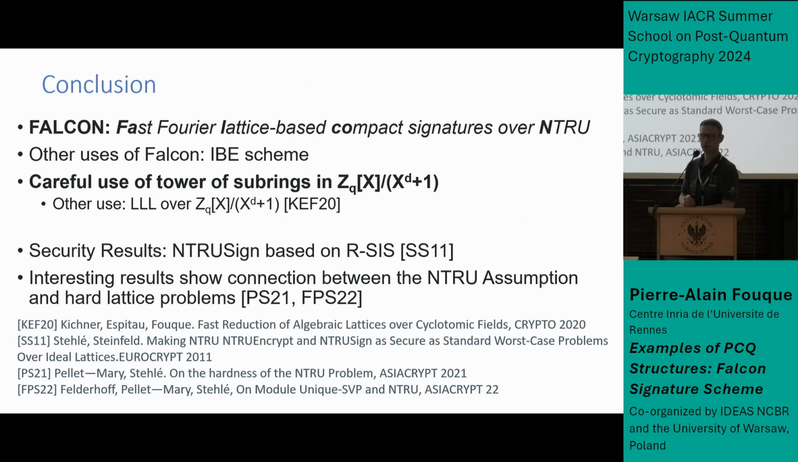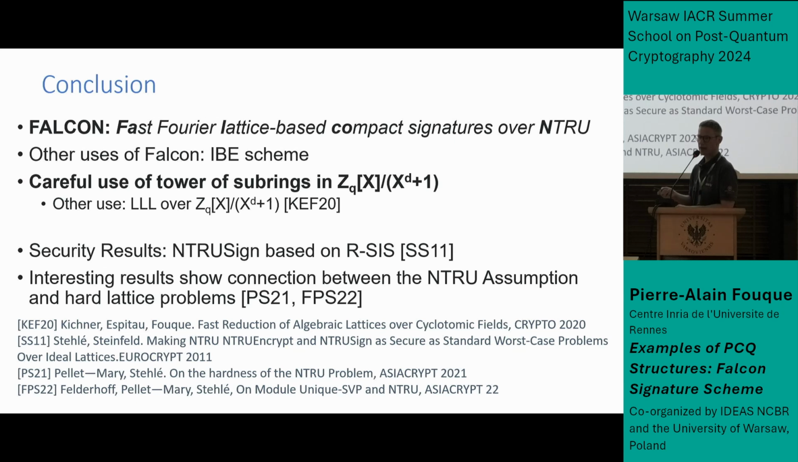Okay, so let me conclude. Falcon stands for fast Fourier lattice-based compact signatures over NTRU. You can also use it to construct some identity-based schemes. The main tools that we use in order to improve the key generation and the Gaussian sampling is to use the tower of fields when d is a power of 2. We also use it in order to have an LLL version for rank 2 modules.